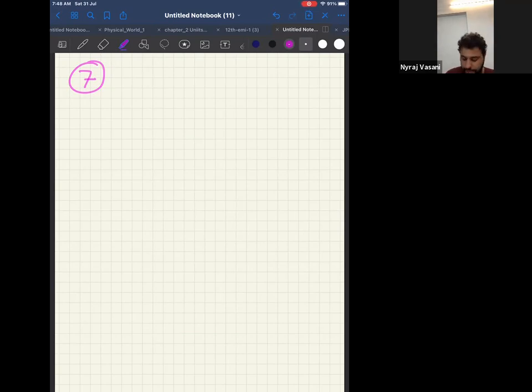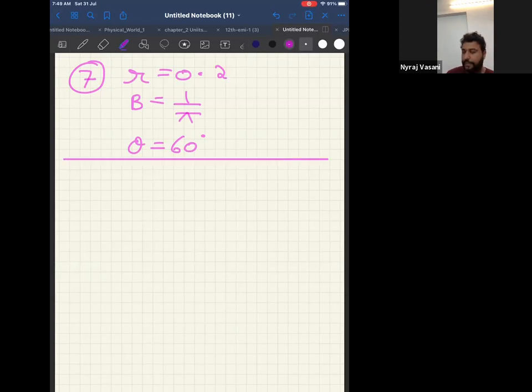Okay. So now listen to this. 7th one. A circular disc of radius 0.2 meter is placed in a uniform magnetic field of induction 1 by pi Weber per meter square in such a way that its axis makes an angle of 60 degree with the vector B. The magnetic flux linked with the disk is.